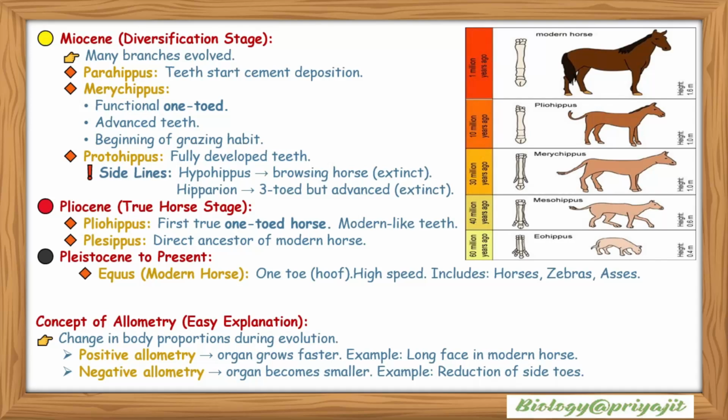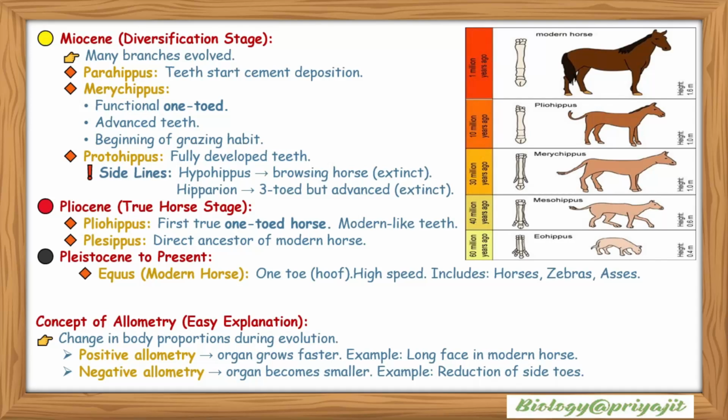During the Pliocene, that is the true horse stage, Pliohippus, the first true one-toed horse, had modern-like teeth. Then Plesippus, a direct ancestor of the modern horse. Pleistocene to present: Equus, or the modern horse, with one toe or hoof, and high speed. It includes horses, zebras, and asses.